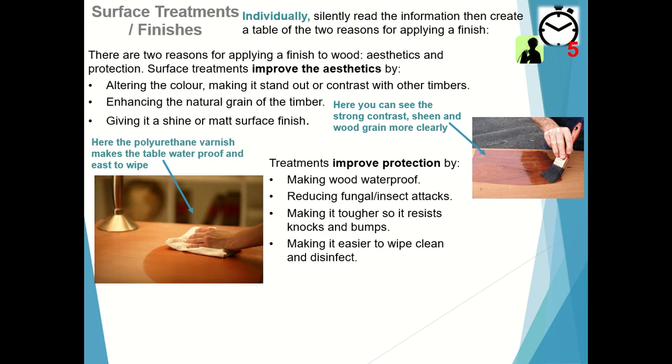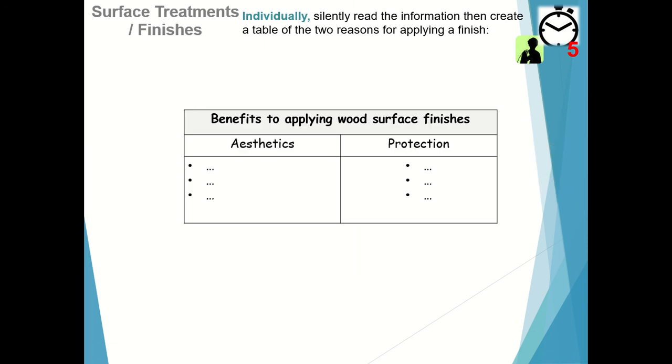The other point, protection, is that surface treatment can make wood waterproof. It can reduce the chance of fungal or insect attack. It can make wood tougher, and it can make wood easier to wipe clean and disinfect, like imagine a kitchen dining table. So these points you need to summarize. Don't forget your table should look something like that.